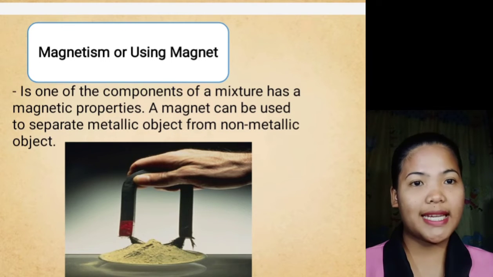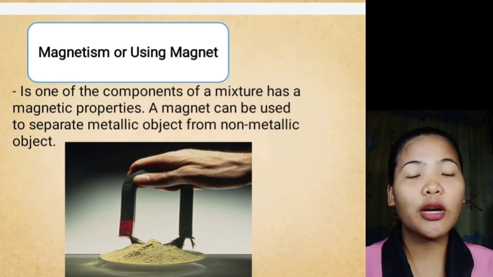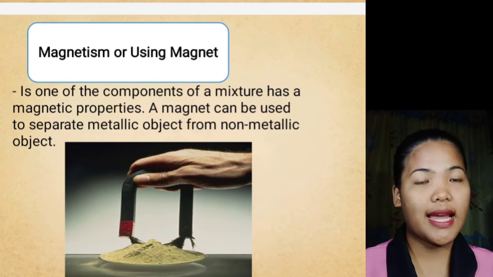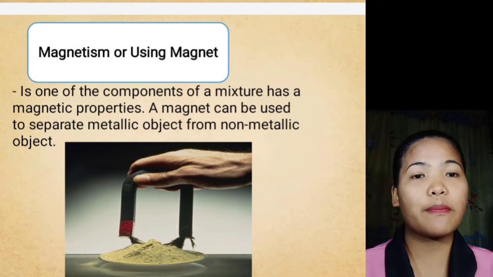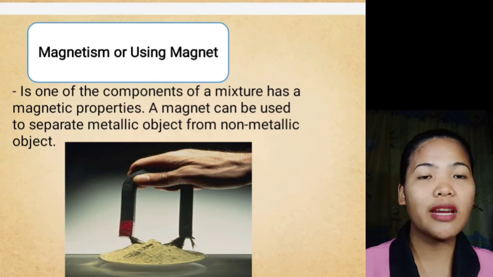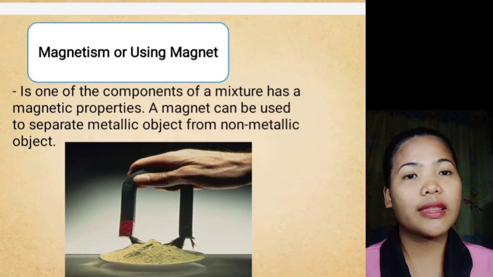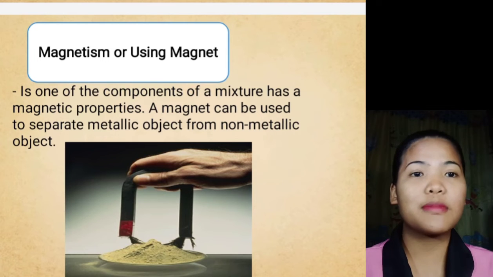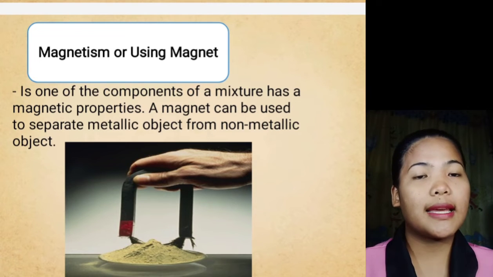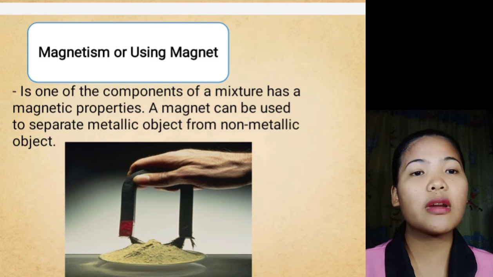Magnetism, or using a magnet, works when one of the components of a mixture has magnetic properties. A magnet can be used to separate metallic objects from non-metallic objects. Example, separating iron filings from sand. You can see in the picture a magnet being held over the plate. The magnet attracts the iron and separates the mixture.